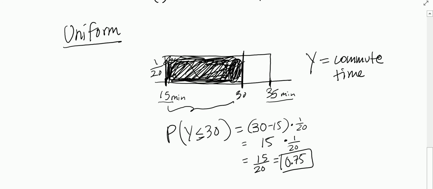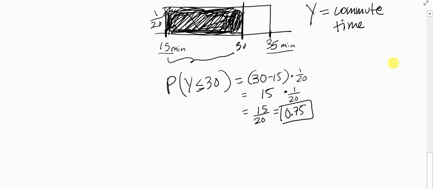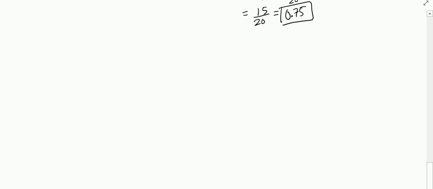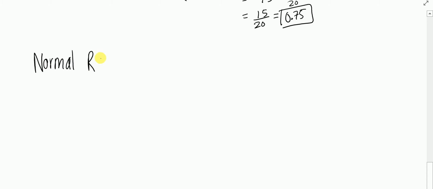Anyway, so that is a uniform distribution. You do have a question about it on your homework, and this is the type of thing they would want you to do. But this is actually the least common type of continuous random variable. The most common type of continuous random variable is a normal random variable, and for that, we are going to consider an example.